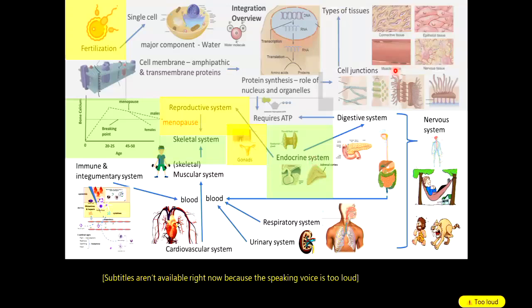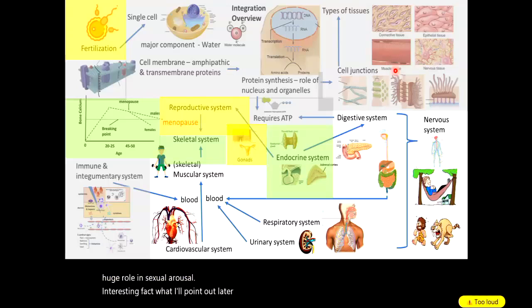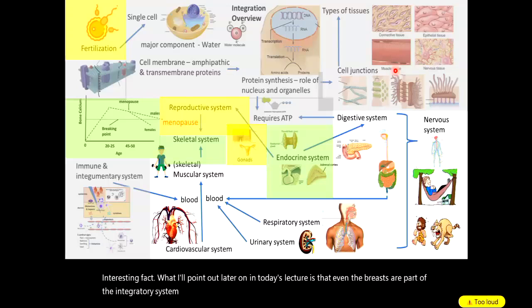When we consider the various types of tissues, we'll see all four types: the muscular, nervous, epithelial and connective tissue we'll encounter in the reproductive system. Moving on to the integumentary system, this plays a very important role in sexual arousal. I told you there are a number of receptors found in the integumentary system which play a huge role in sexual arousal. Interesting fact, which I'll point out later on in today's lecture, is that even the breasts are part of the integumentary system, and they do play a role in nourishment of the infant after birth, but they also play an important role in sexual arousal.